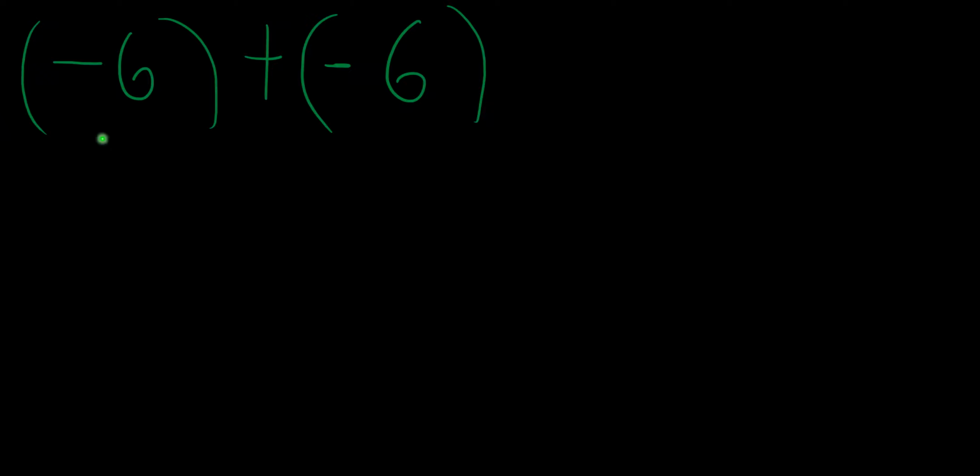Okay, in this example, we have -6 plus -6. So we know +6 plus +6 would just give us 12. So a -6 plus -6 would give us what? That's right, I thought I heard it back there. It would give us -12.